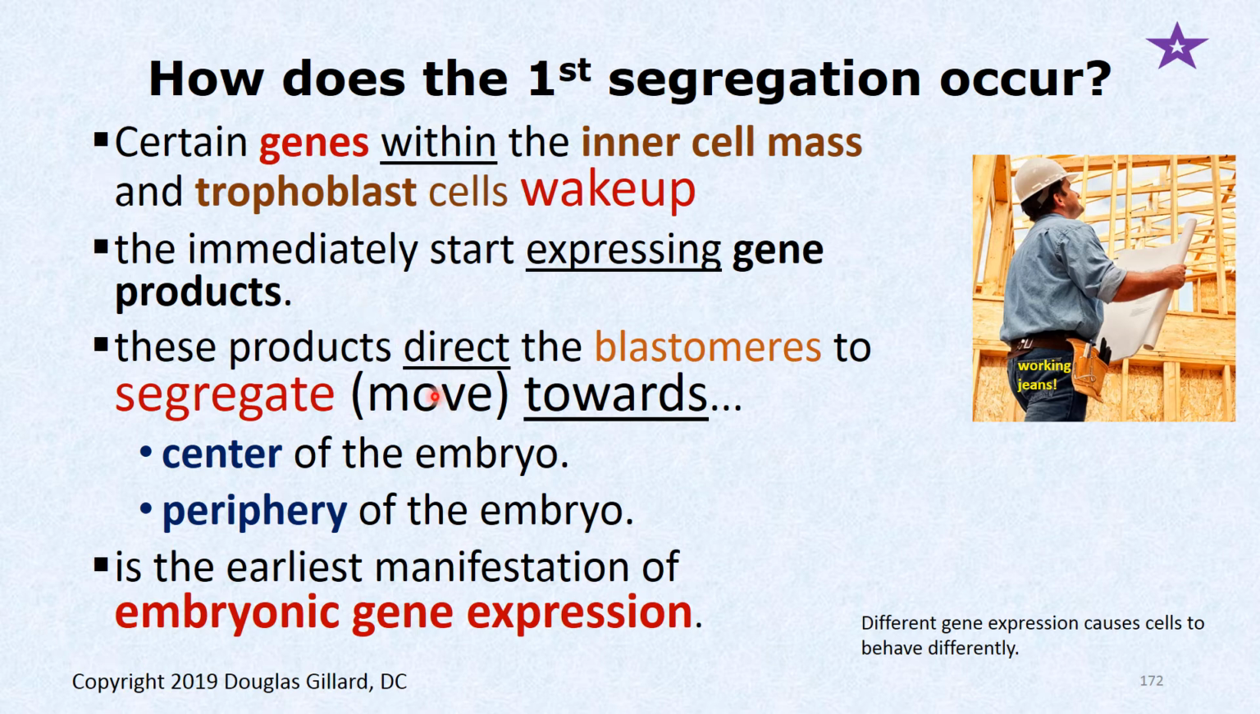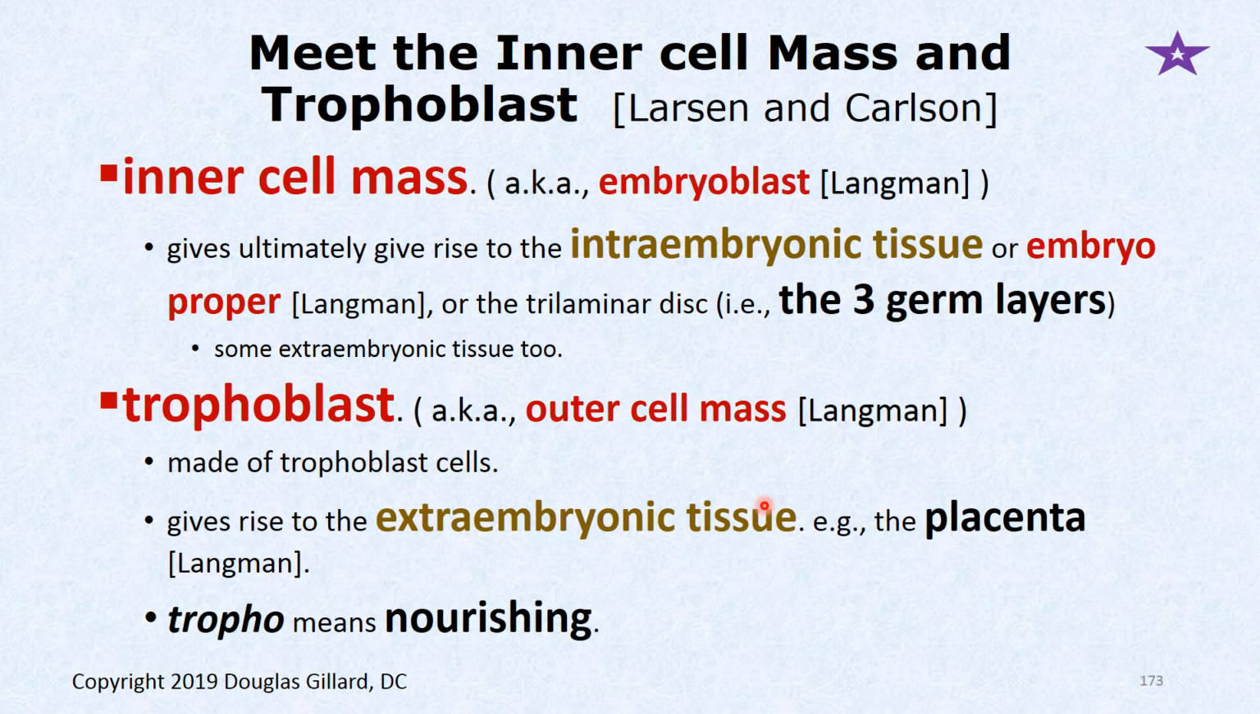And these products tell these blastomeres to do 2 things. One, to segregate or move to the center, and the other, to move to the periphery. And that's to form the inner cell mass there and the trophoblast around the outside. Yep, and so that's our earliest example of gene expression.